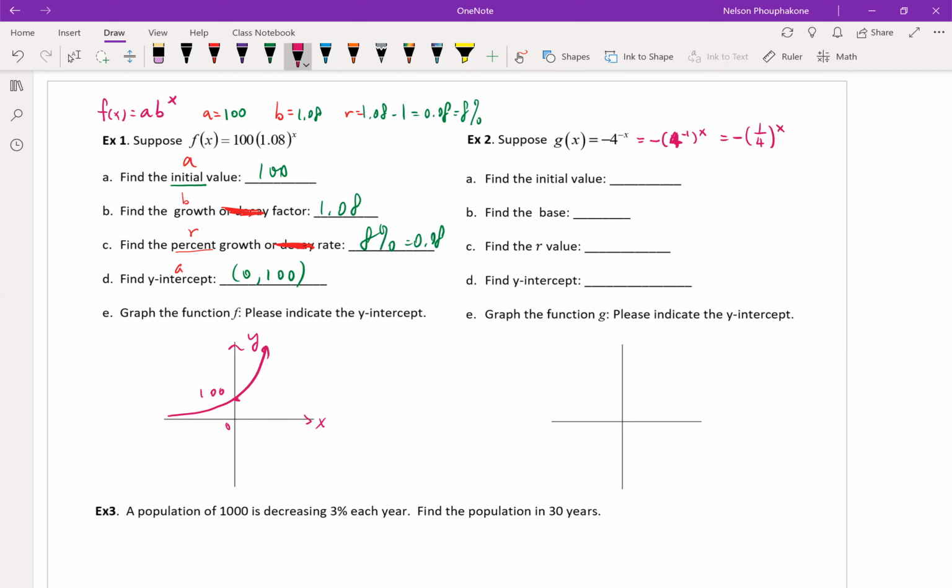Now you should be able to answer the question, because again, in this case, what is a, what is b, and then what is r? Based on this, we know that a is equal to negative 1. b is 1/4. r is 1/4 minus 1, which is negative 3/4.